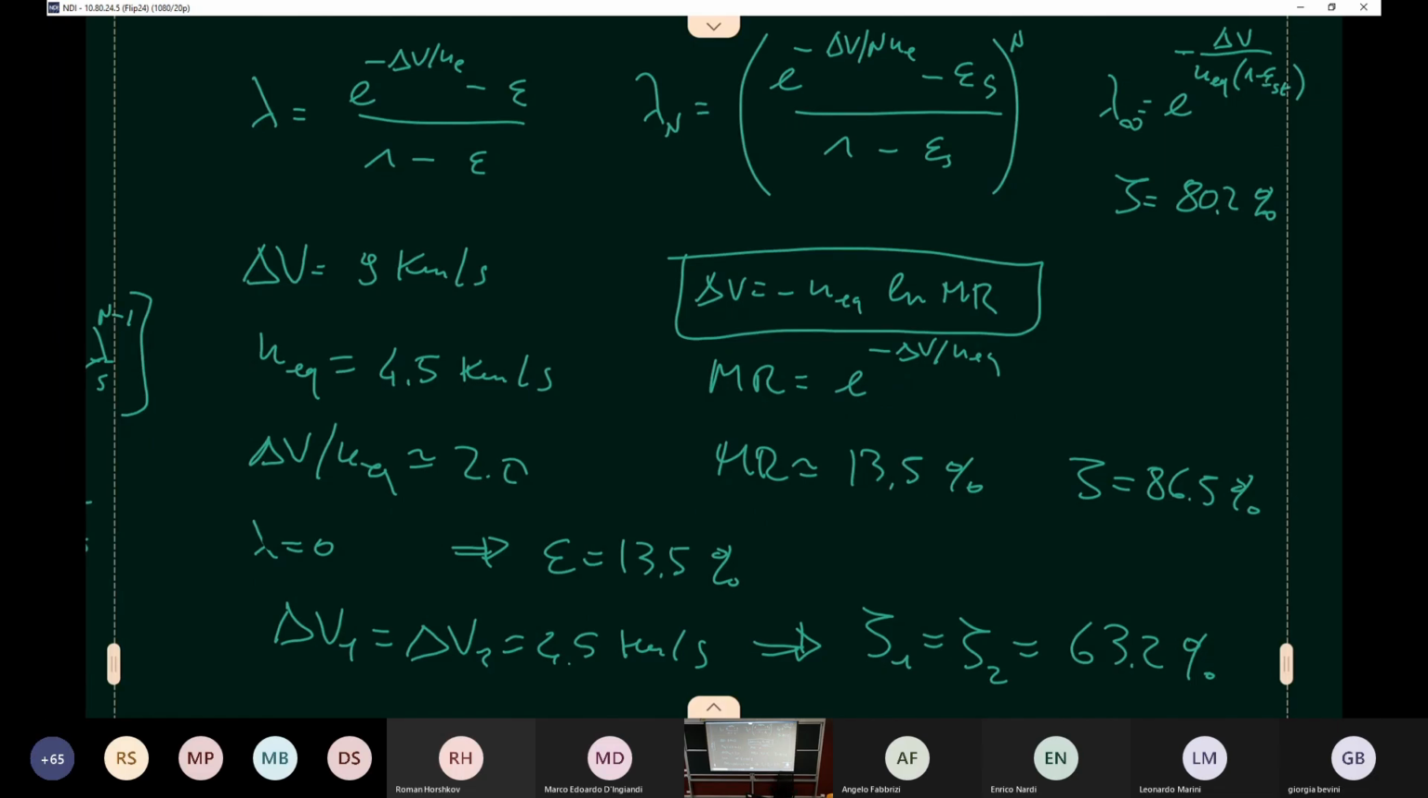And now lambda is 7.2%. So we pass from 0 to 7.2%, now with the same technological capability. And of course, we can even improve if we go towards an infinite number of stages.